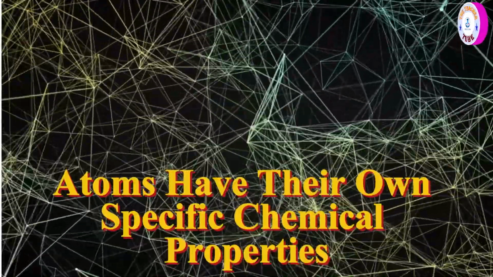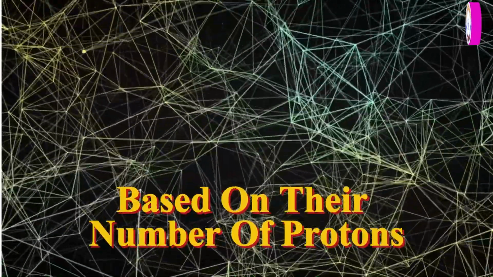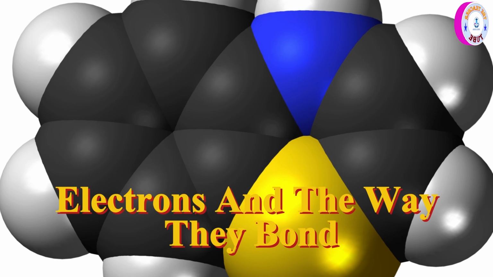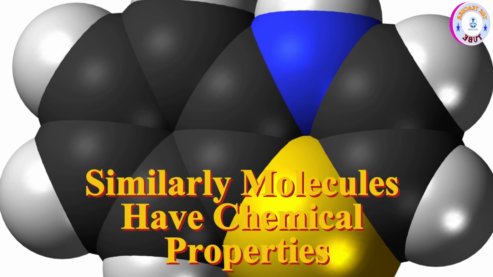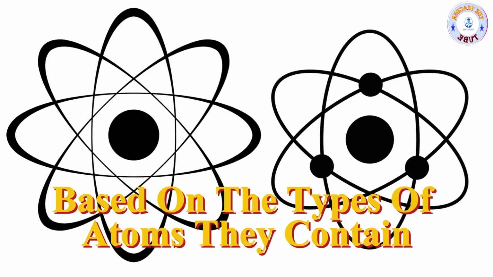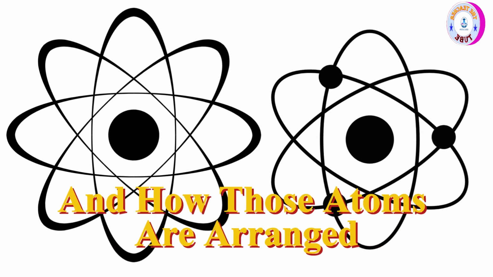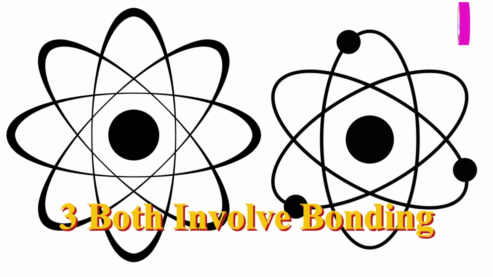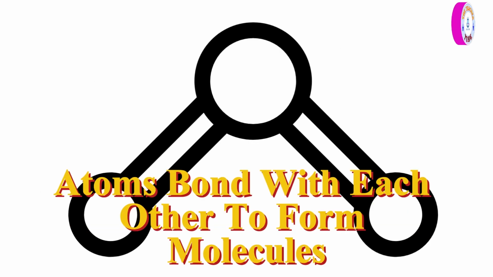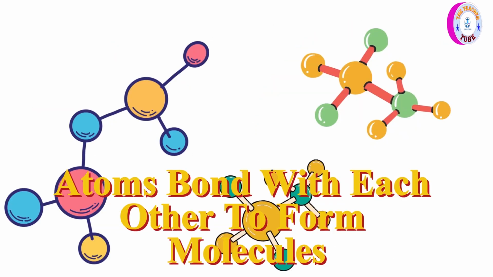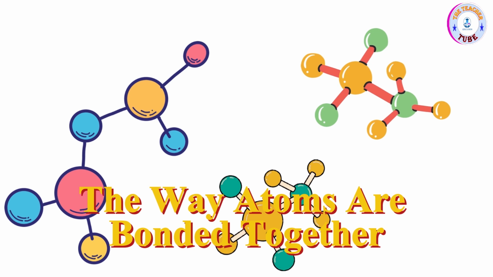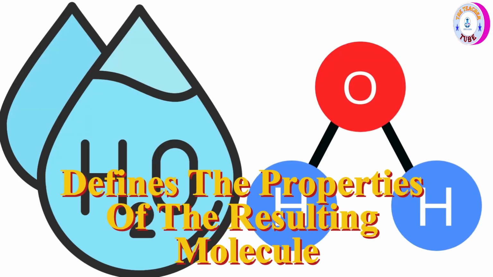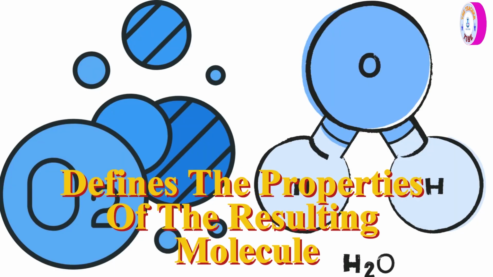Atoms have their own specific chemical properties based on their number of protons, electrons, and the way they bond. Similarly, molecules have chemical properties based on the types of atoms they contain and how those atoms are arranged. 3. Both involve bonding. Atoms bond with each other to form molecules. The way atoms are bonded together through covalent, ionic, or metallic bonds defines the properties of the resulting molecule.